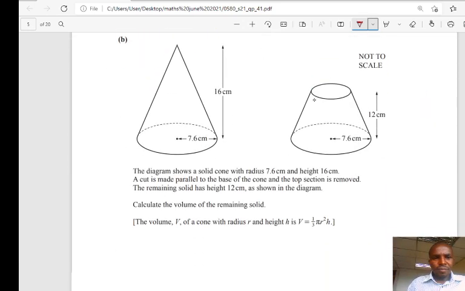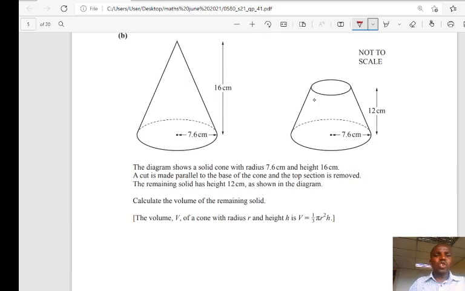Next part B. The diagram shows a solid cone with radius 7.6 and slant height 16 centimeters. A cut is made parallel to the base of the cone, and the top section is removed. The remaining solid is height 12 centimeters as shown in the diagram here.